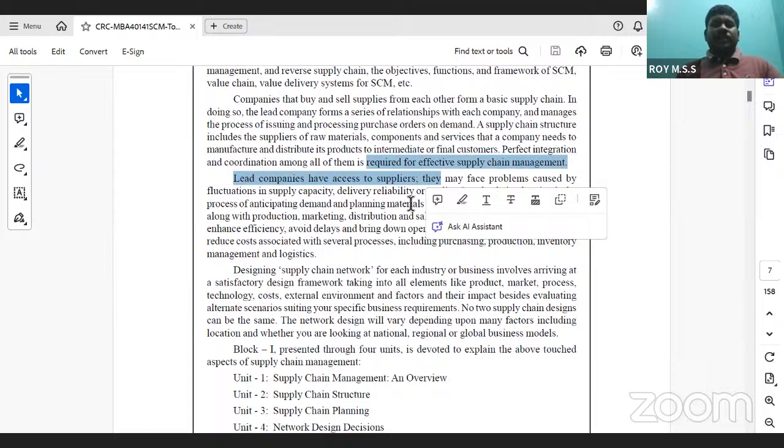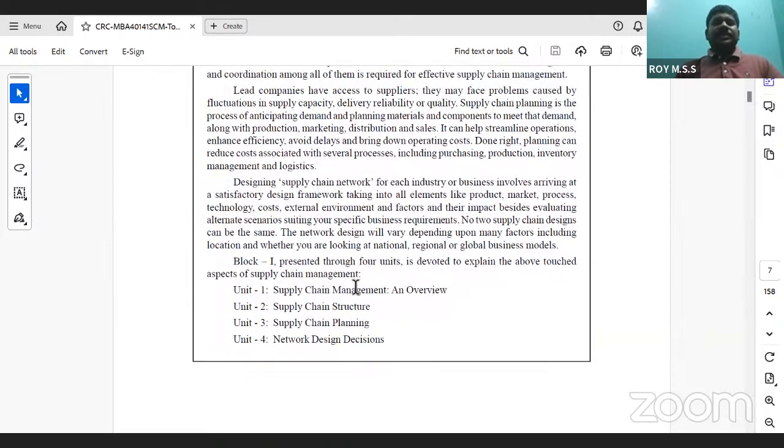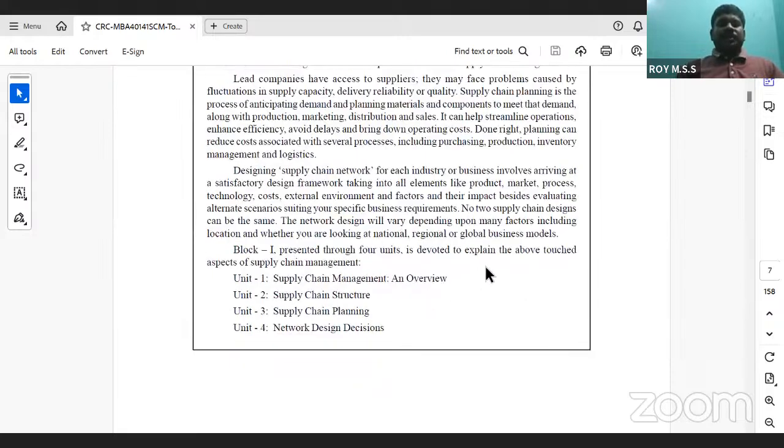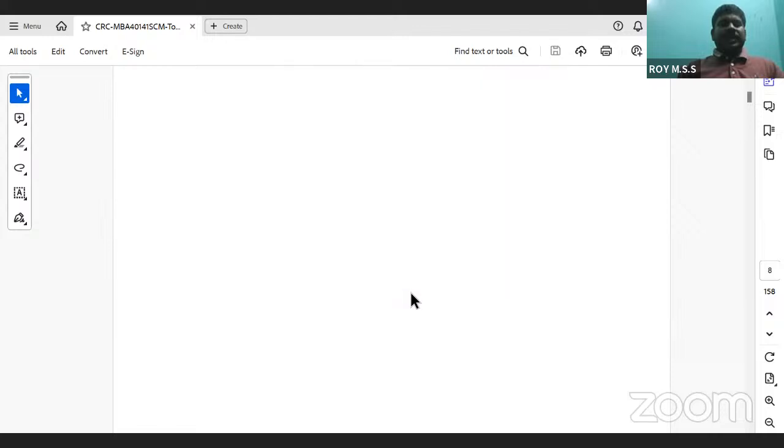We are going to study the suppliers and designing the supply chain network for each industry. Products, market, process, technology, cost, external environment, all the factors of the internal environment, and all the evaluation processes will definitely influence or affect the overall business. That is why in Block 1, as I told, we explain the above touched aspects of supply chain management: Unit 1, overview, structure, planning, and the decisions.